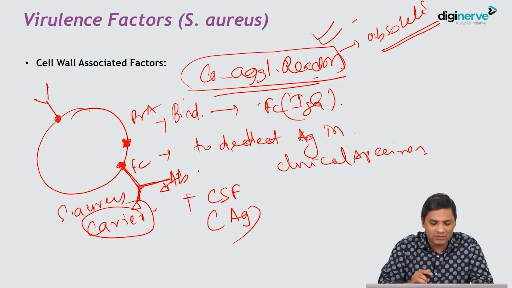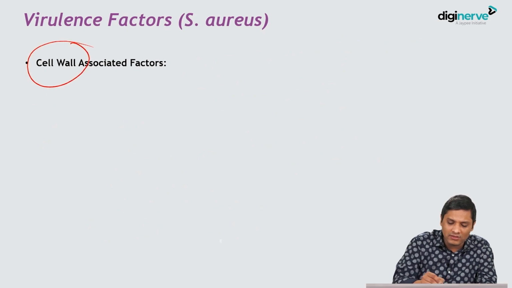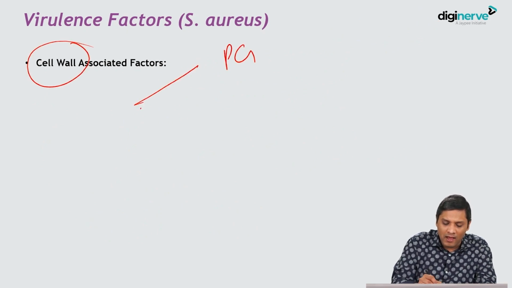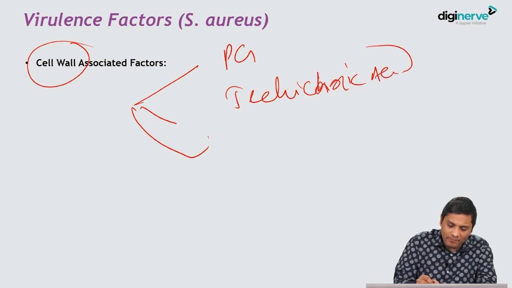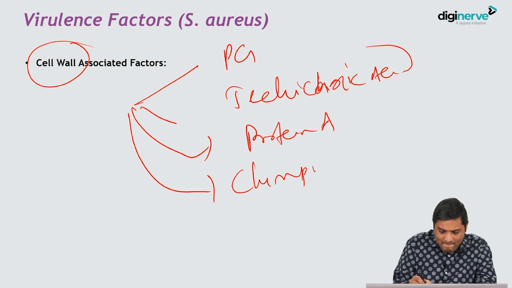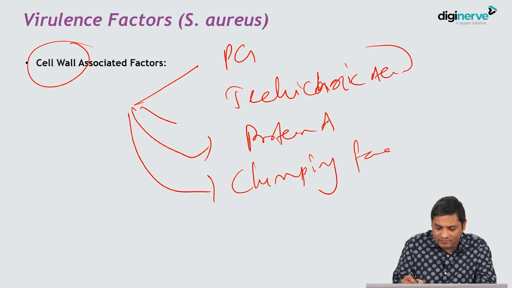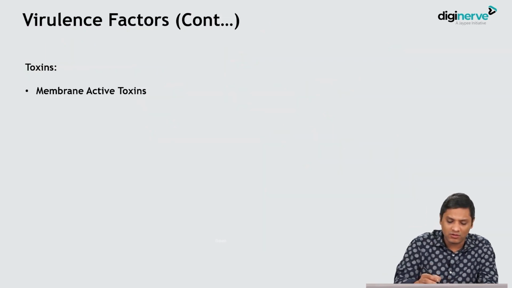Okay, so this is called protein A. So there are four important cell wall associated virulence factors: peptidoglycan, teichoic acid, then protein A, and clumping factor or fibrinogen binding adhesin. So these are the cell wall associated effectors. Now we'll discuss the toxins.